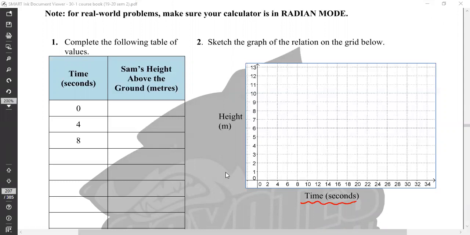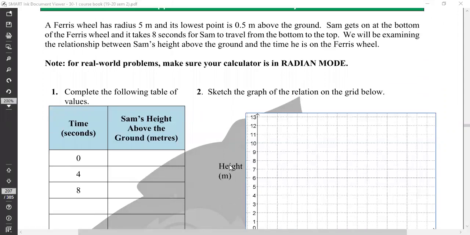At 0 seconds, at 4 seconds, at 8 seconds, we need to figure out his height above the ground. It tells us that he has a lowest point of 0.5. So at time 0, that's his height. He gets on the bottom. It takes him 8 seconds to travel from the bottom to the top. So at 8 seconds, he's going to be at his highest height.